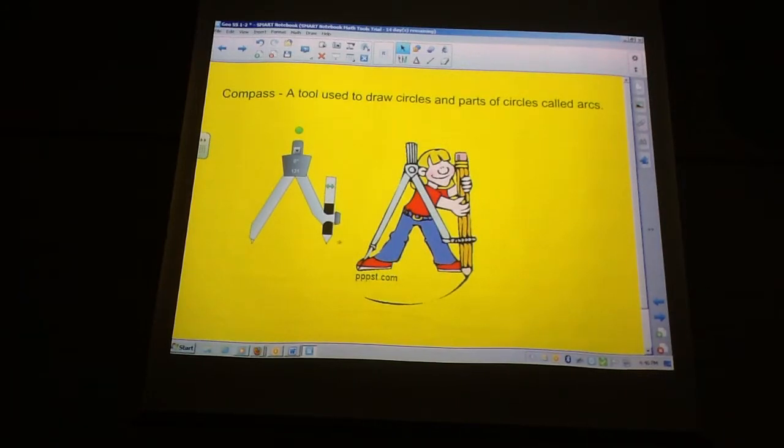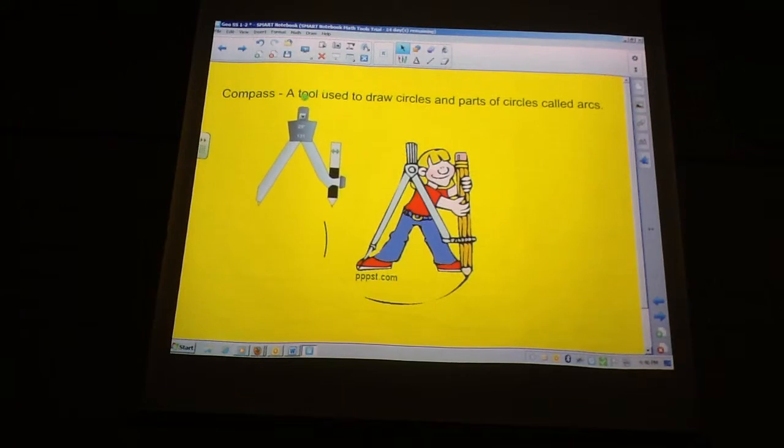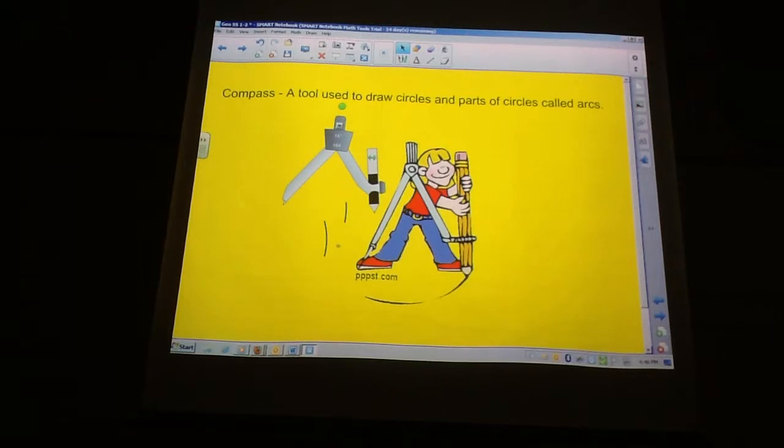So you might spend a couple of minutes and go ahead and open up the Smart Notebook and click on the compass, and that way you can play around with it, mark some arcs with it, which is, as you notice from the definition, parts of a circle. So that's what we use a compass for, is to measure out a length with it and then mark an arc. So play around a little bit with that and get used to it.